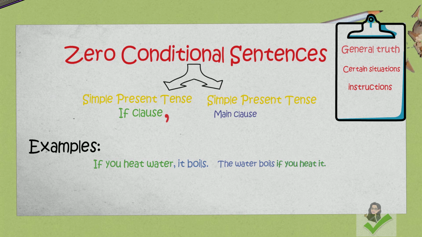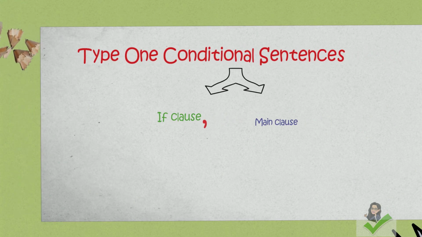Here is another example to refer to real and possible situations. If it rains, I get wet. And here is another example to refer to giving instructions. If Dad calls, tell him to call me. Since instructions are given, the main clause is an imperative sentence. The main clause here is tell him to call me.